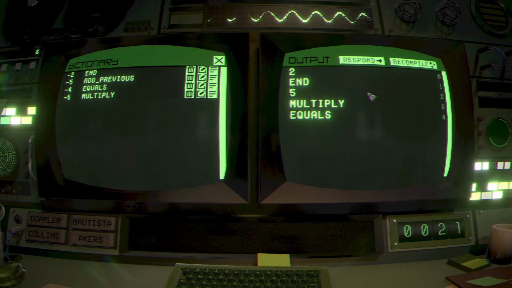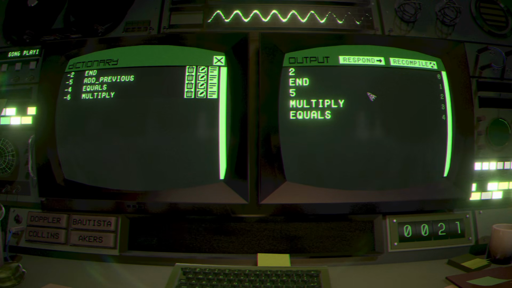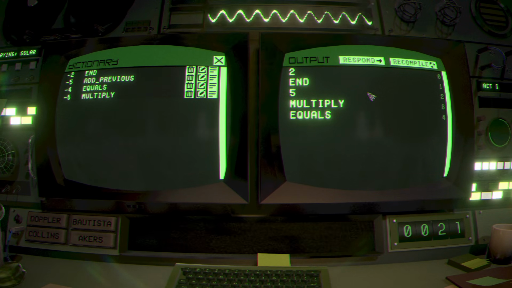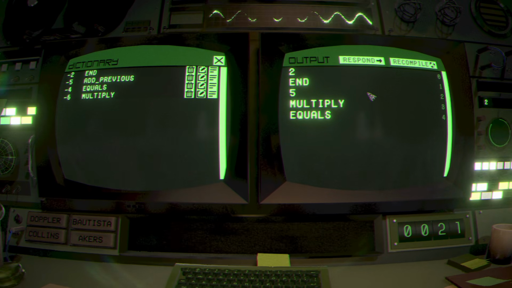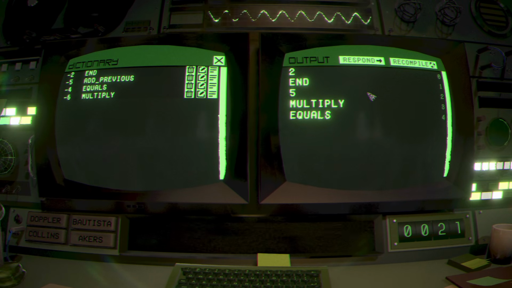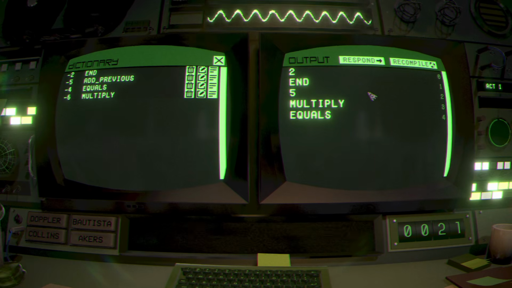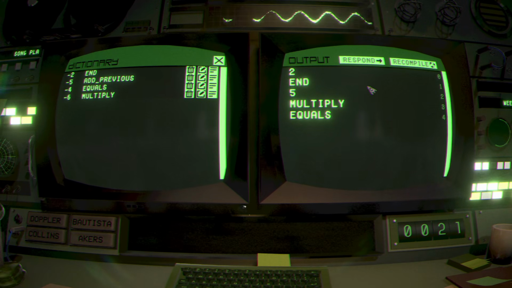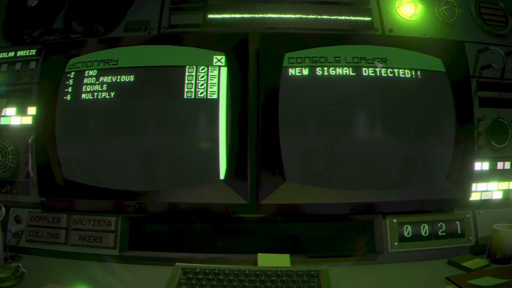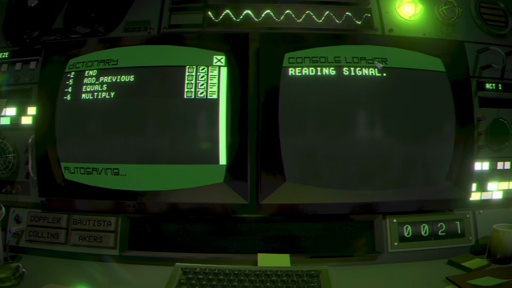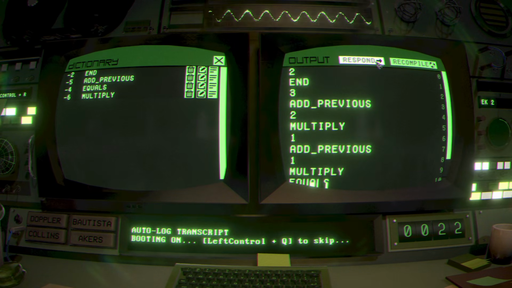Alright, new signal. 2 and 5, multiply equals 10. Yes, however, where is 10 in base 10? Right? We have 3 extra numbers. And in base 8, that means 3 extra numbers would have to be 1, 0, 1, 1, 1, 2. So we're technically looking at 12. There it is. Okay. I got it. I got it now. Okay, we got a log.